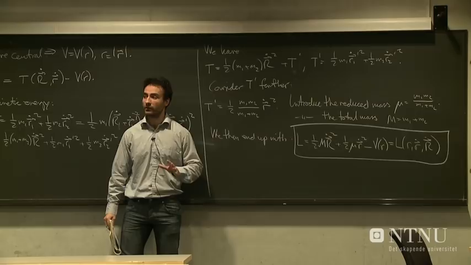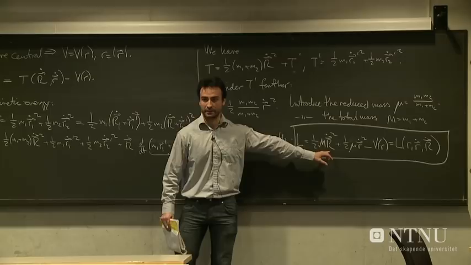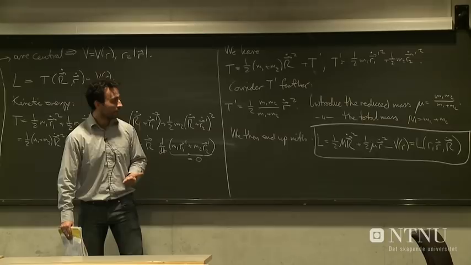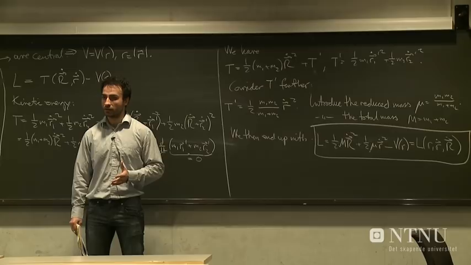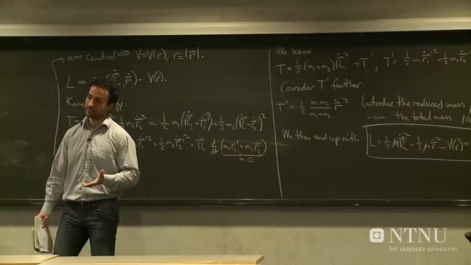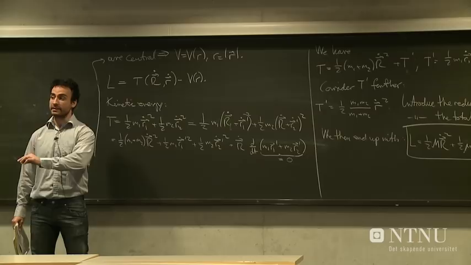There is only a dependence on its time derivative. But this Lagrangian is independent of large R. So the formal term for this situation is that large R is a cyclic coordinate. This was a term we introduced a couple of lectures ago, I think. If the Lagrangian is independent of one specific generalized coordinate, that coordinate is cyclic. And then we should know something.